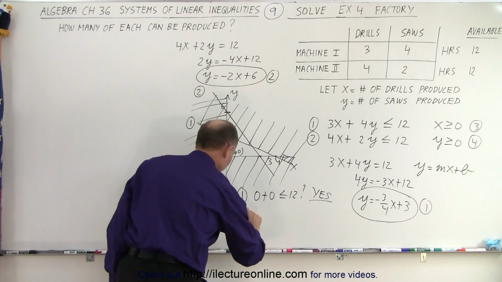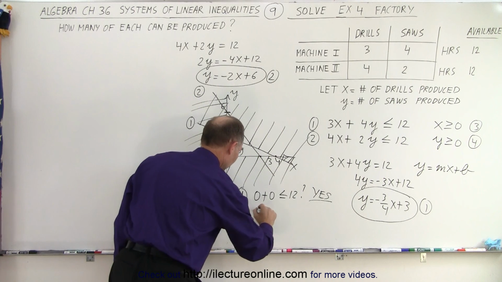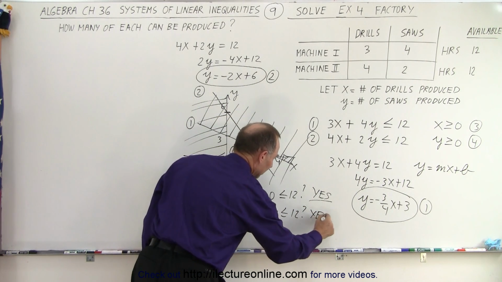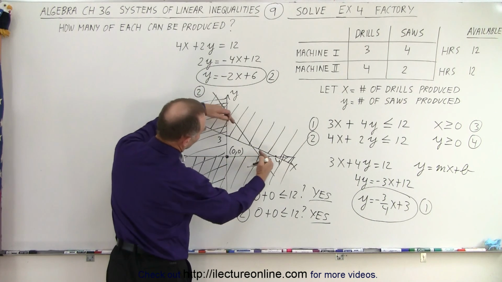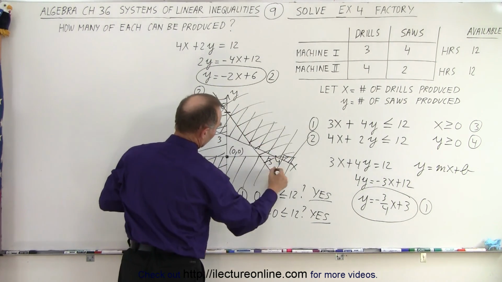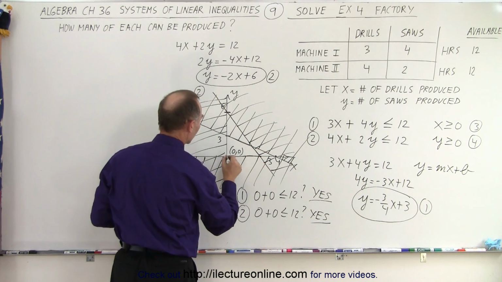Then for inequality number 2, again we plug in 0 for x and 0 for y. Is 0 plus 0 less than or equal to 12? The answer, of course, is yes again. That means we're on the correct side of this line. That means the other side is not correct. We want to get rid of that, which means that this is the region in which we can produce.